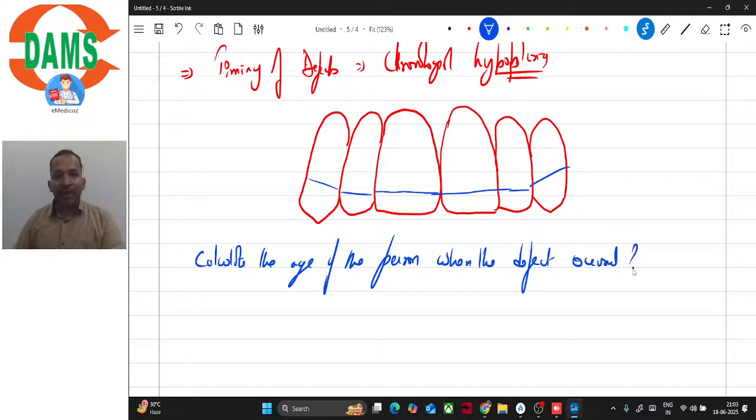Now since this is a line defect, we can safely assume that this is a chronological hypoplasia, right? At a particular moment in our life, this person was exposed to a certain drug, or maybe to fluoride, or maybe to some other illness, because of which there was a lack in development, because of which this hypoplastic defect is seen, right? So how do we calculate the age?